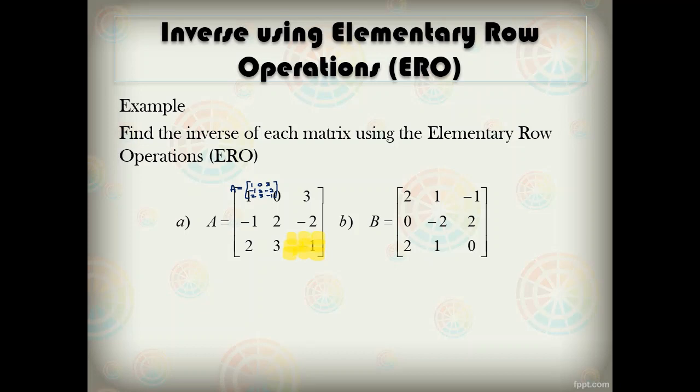Whether you want to do characteristic 1 or characteristic 2 or characteristic 3, it depends on the situation, on the rule that you want to change. Sometimes you don't even need to apply all 3 rules or characteristics. Maybe just applying 1 or 2 characteristics will be enough to change A to the identity matrix. Alright? So let us solve for A first.